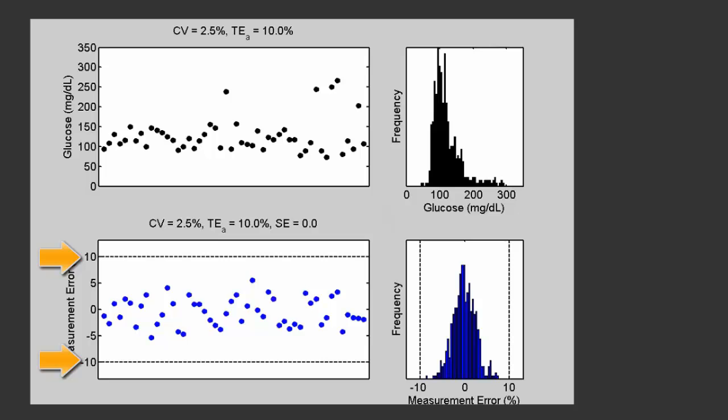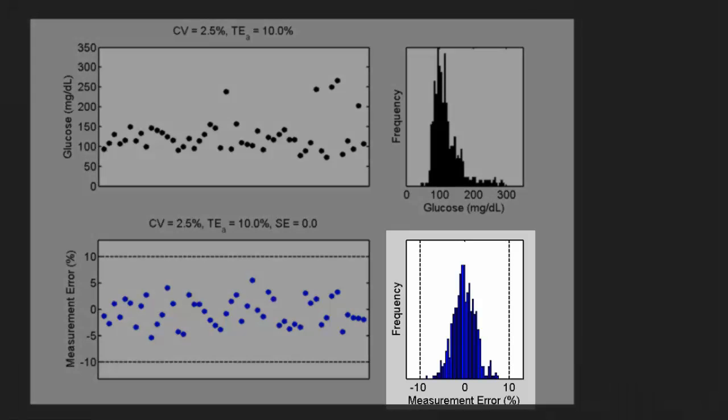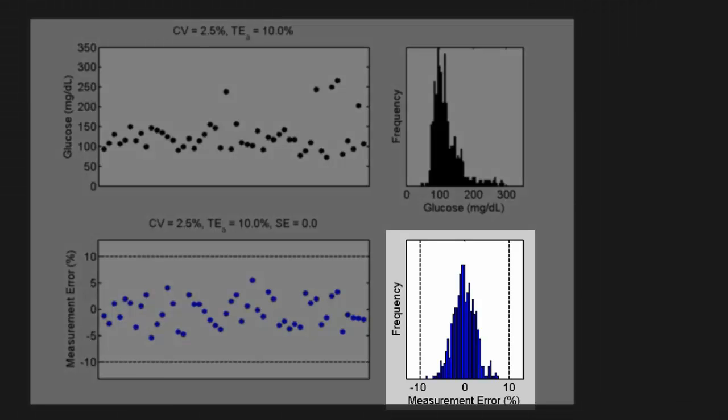Note the horizontal dashed lines at plus or minus 10. These are the limits set by the quality requirement. Likewise, the vertical lines in the right panel serve the same purpose. We can compute and predict the likelihood of producing a result that fails to meet the quality requirement by the number of observed measurement errors that exceed plus or minus 10%. If you look at the lower right panel, there are no results that exceed the limits.